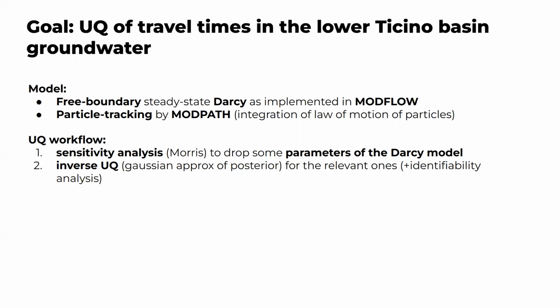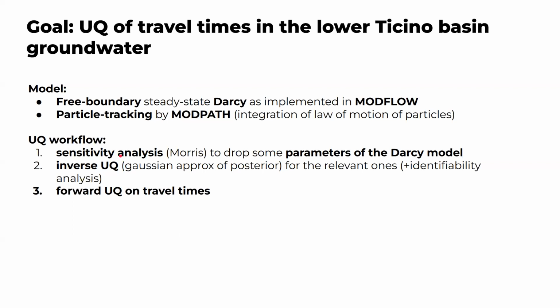Then we do inverse uncertainty quantification for the remaining parameters to get some nominal value and some residual uncertainty. We decided to go down the road of a Gaussian approximation of the posterior to make our life a bit easier. And then finally, the goal is to do the forward UQ on travel times using the PDFs of the parameters that we determined at the inverse UQ stage.